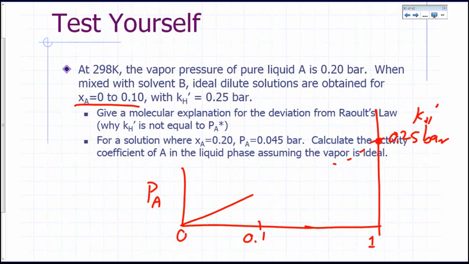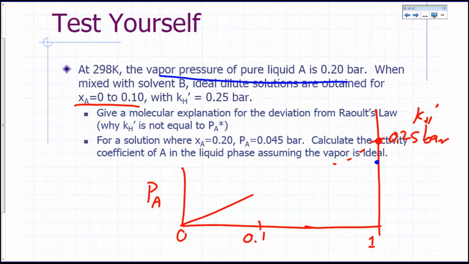What would be the molecular explanation for the deviation from Raoult's law? Well, in this case, the vapor pressure of pure liquid A is 0.2 bar. So 0.2 bar, right here, this is P star A.